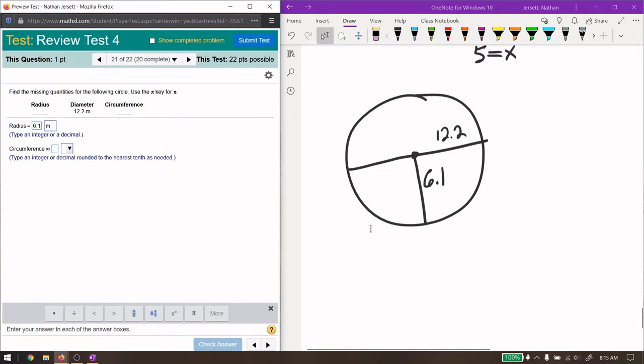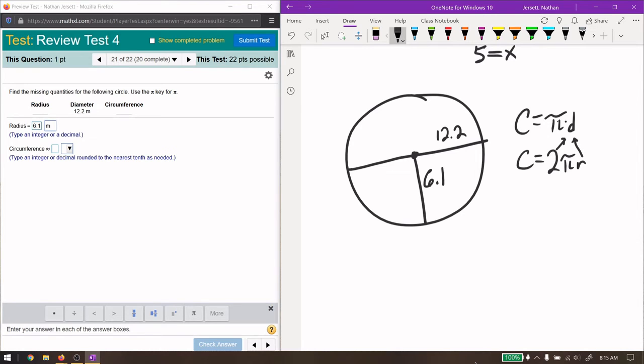The circumference is the distance around the outside of that. There's two formulas for that. The circumference equals pi times diameter, and circumference also equals 2 pi times the radius. That's because 2 times the radius is the diameter. It's the same formula, but it's using different things. So I'm going to use the first one. Pi is 3.14, or no, it says use the pi key for pi. So it doesn't want just 3.14, it wants a more accurate representation.